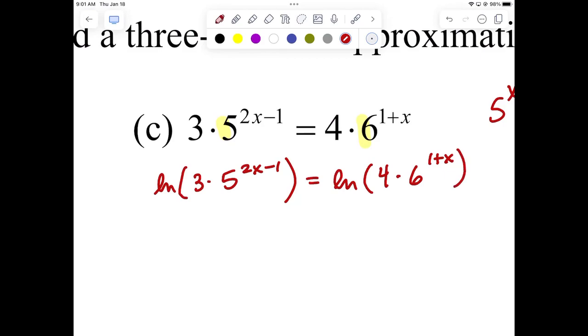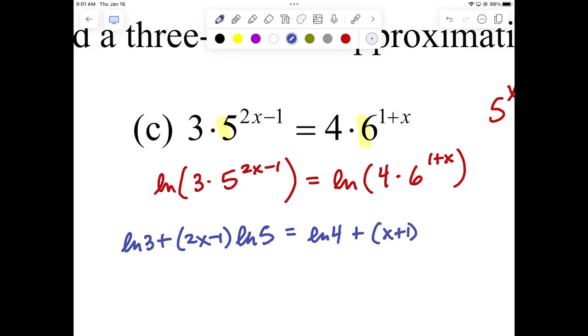Now we're going to use properties 1, 2, and 3, whatever they are, to expand this out completely, and we're going to do it in one fell swoop. Are you ready? I'm going to get the natural log of 3 plus bringing the 2x minus 1 out front, because it's the exponent, I get the natural log of 5. On the right, I do the same thing. It's the natural log of 4 plus, I'm going to call that x plus 1. 1 plus x just kind of gives me an itch. I'm going to commute the terms. X plus 1. Natural log of 6.